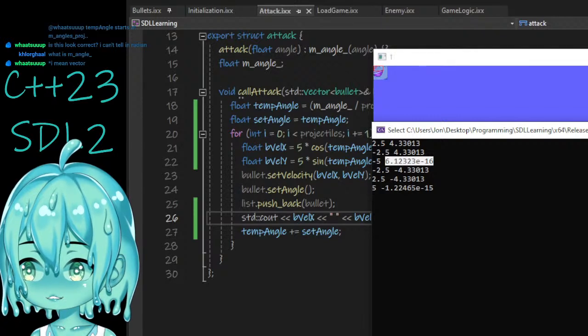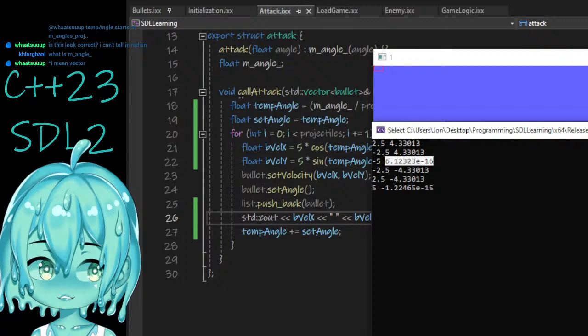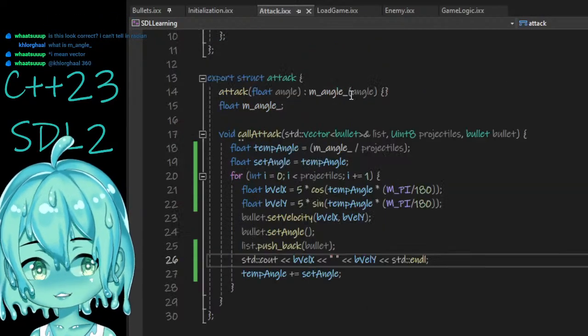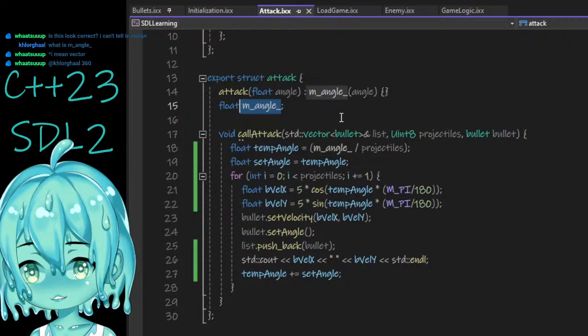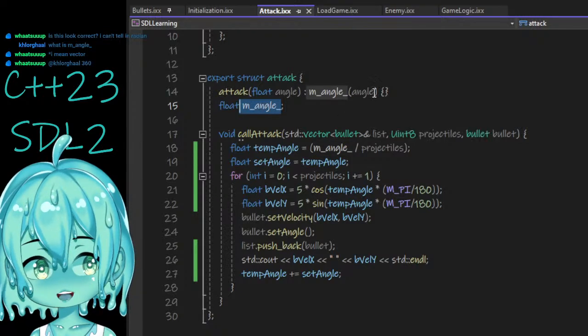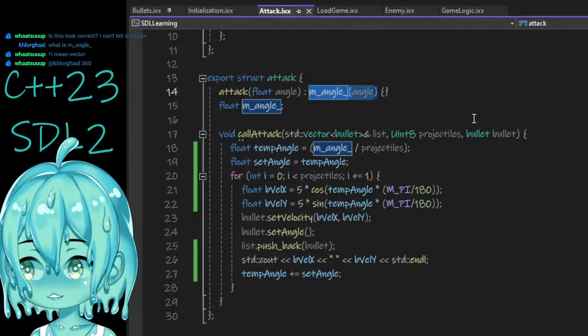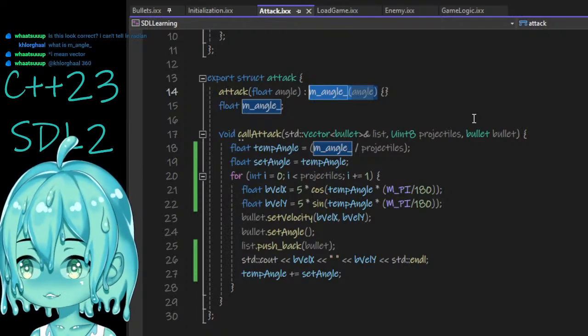I mean vector. What is M angle? In this case, M angle is 360 degrees. So the goal here, by the way, is that we're gonna have different attacks, and the only difference is the angle that we shoot them at. So the object angle here, because we're shooting a nova, is 360 degrees. That's where we get that number from.